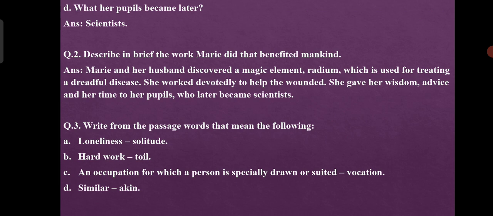She gave her wisdom, advice, and her time to her pupils, who later became scientists. Okay, then question number 3 is, write from the passage words that mean the following. See, while reading the passage, I have explained to you the meaning of difficult words, right? So I told you solitude means loneliness. So here I have given you the meaning from the passage. You have to find what word suits this meaning.